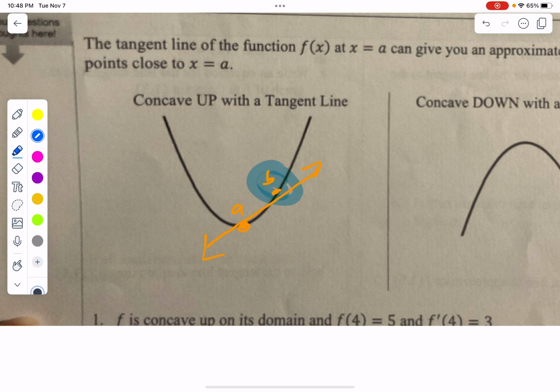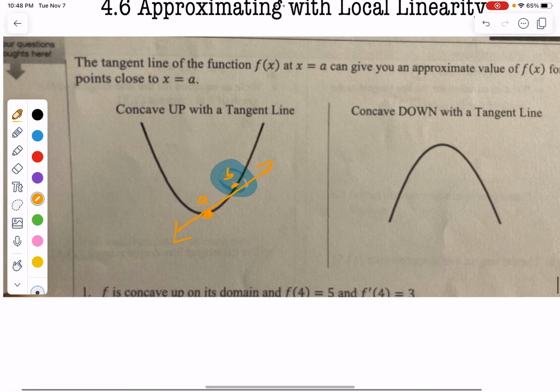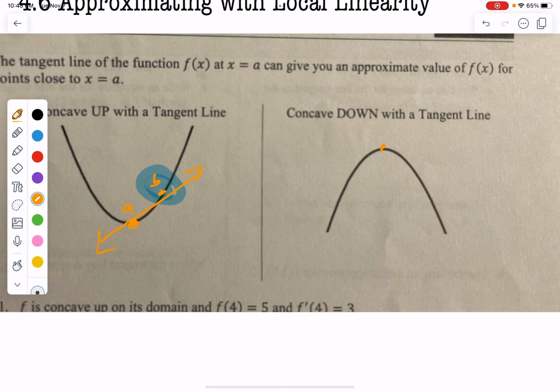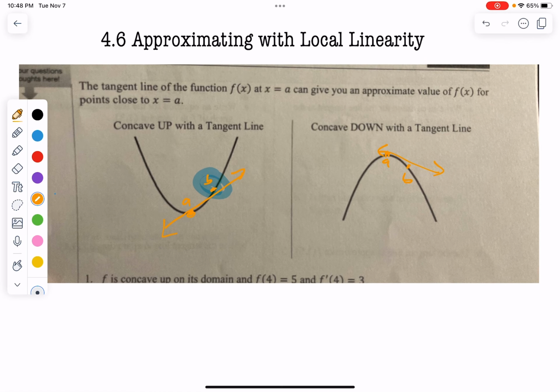And you want to choose, of course, the closest point that you can find or is given to approximate, because the closer you do that, the closer your answer will be to what it actually is. It will not give you an exact number. And it's the same thing when going down. Let's say this is A, and we're trying to find this point here. You're going downwards.